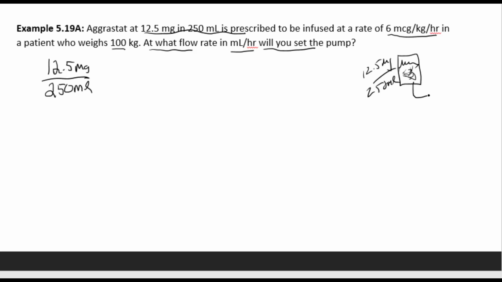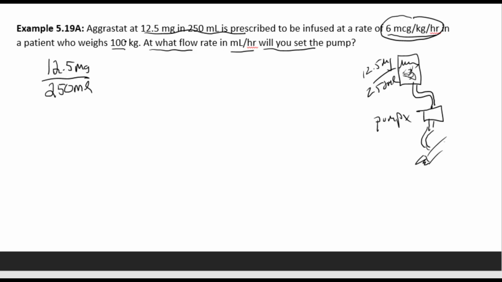And it usually has a tube that drips out. And there's a pump setting. And then the pump goes into a person's arm usually. There's their fingers. It goes into their arm. And we're going to set this pump here. So here is the infusion rate: 6 micrograms per kilogram per hour.